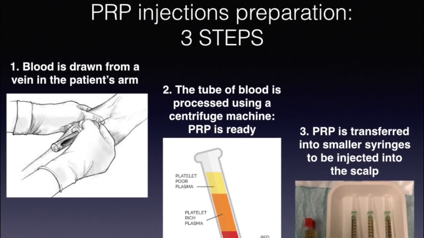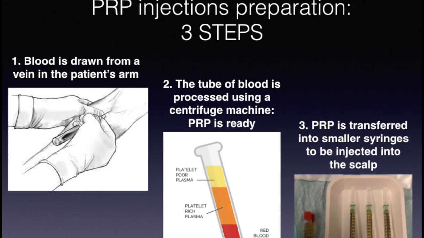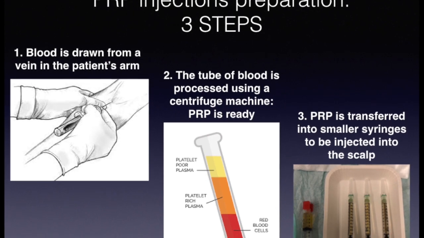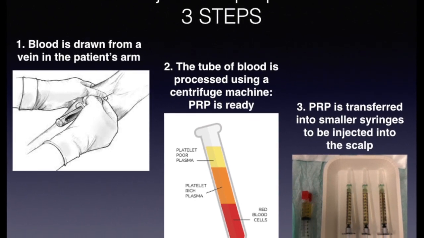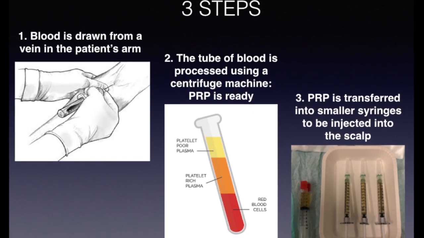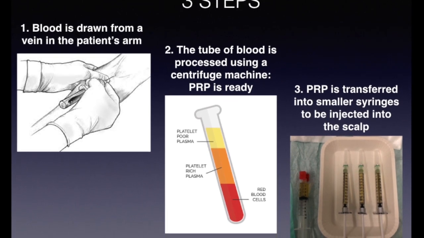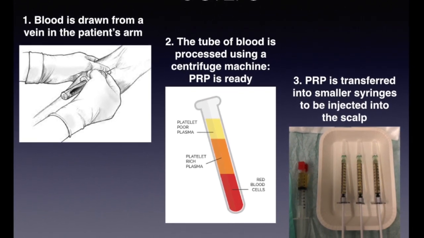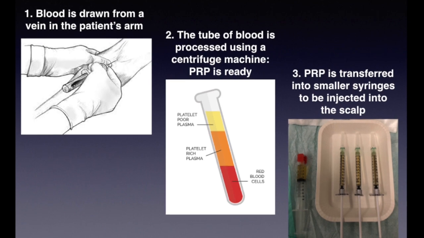The 3 steps of PRP injection preparation. First, the blood is drawn from the patient's arm. Second, the blood is centrifuged and the PRP is ready. Third, the PRP is transferred into smaller syringes to be injected into the scalp.